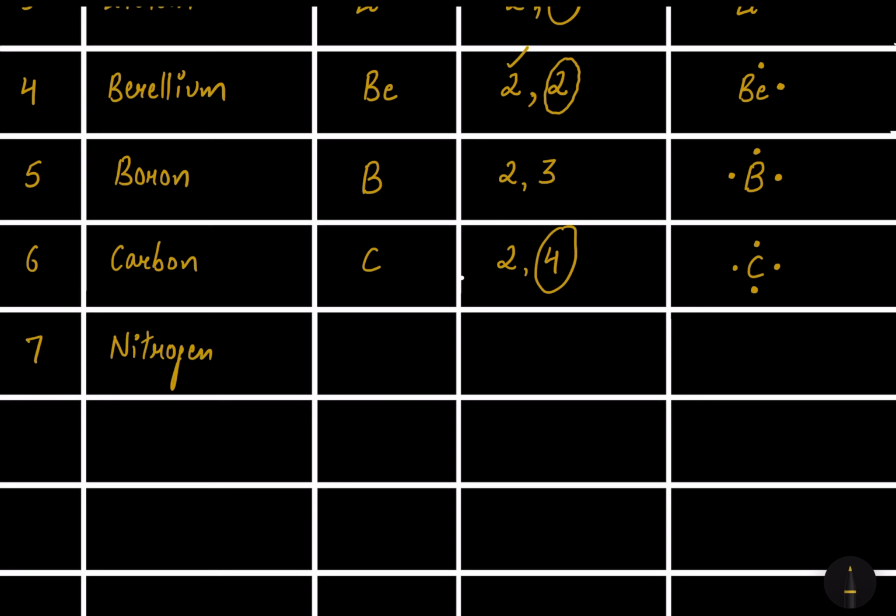The symbol for nitrogen is capital N. The configuration comes out to be 2, 5. Again we are having 2 shells. In the first shell it's 2 electrons, but in the outermost shell, or the second shell, we are having a total of 5 electrons. So the Lewis symbol for nitrogen comes out to be capital N, and here we have to show the total of 5 electrons, as 5 electrons are present in the outermost shell. So we have to represent it by 5 dots, 1, 2, 3, 4 and the 5.